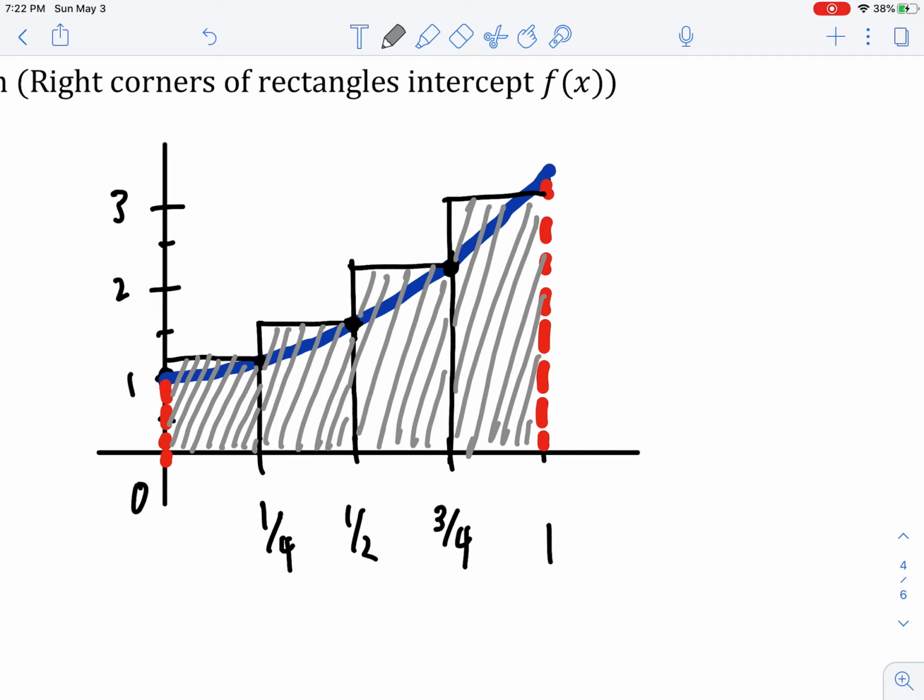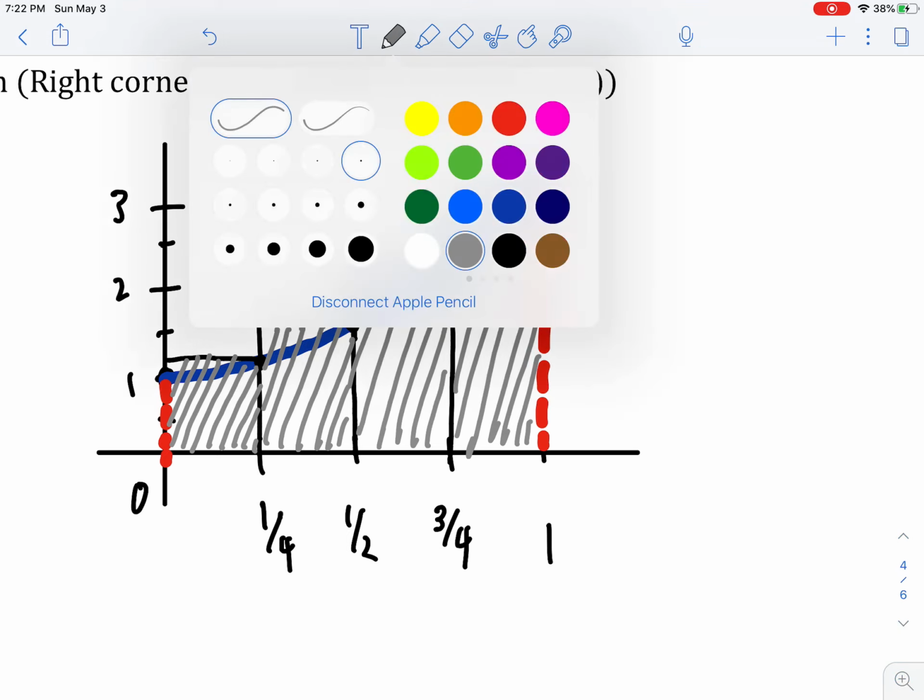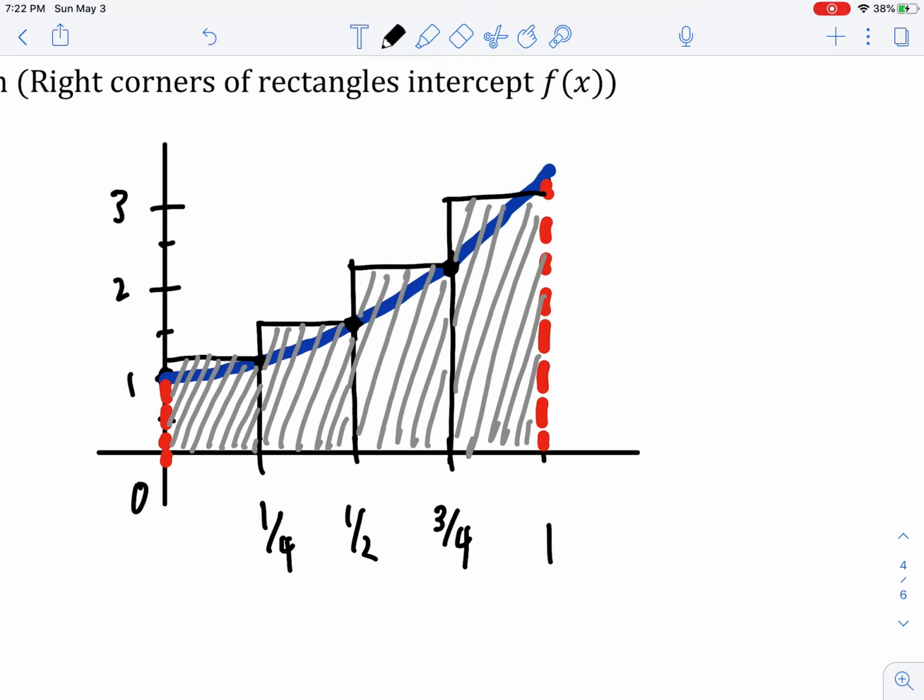So what I have now is a right Riemann sum. This is an estimation of the area underneath this curve. It is not the exact area, obviously, but it is an estimation of the area underneath this curve using right Riemann sums. Now, I know some of you might be thinking, wait, I thought we were trying to find the exact area underneath the curve. We're getting there.